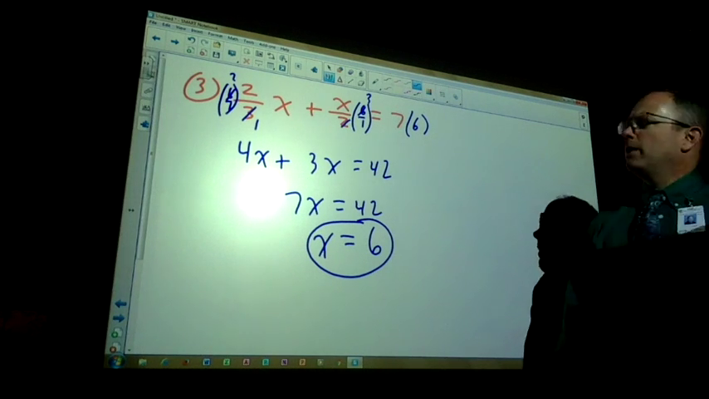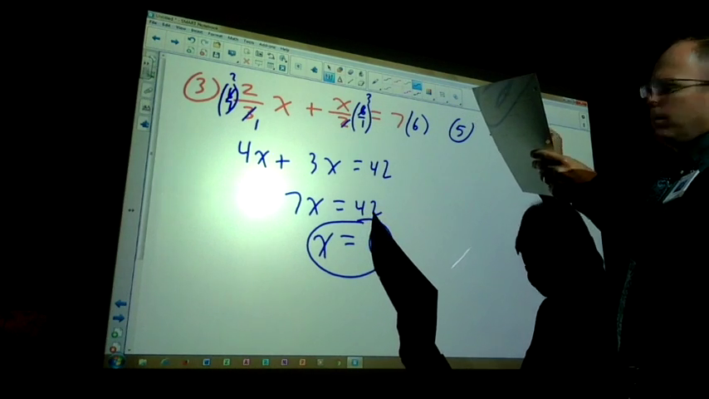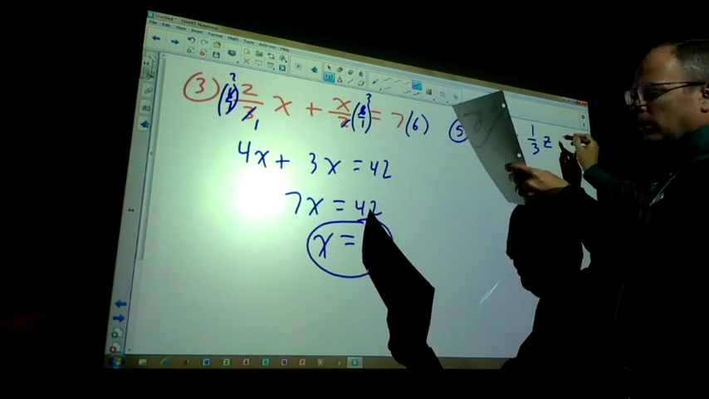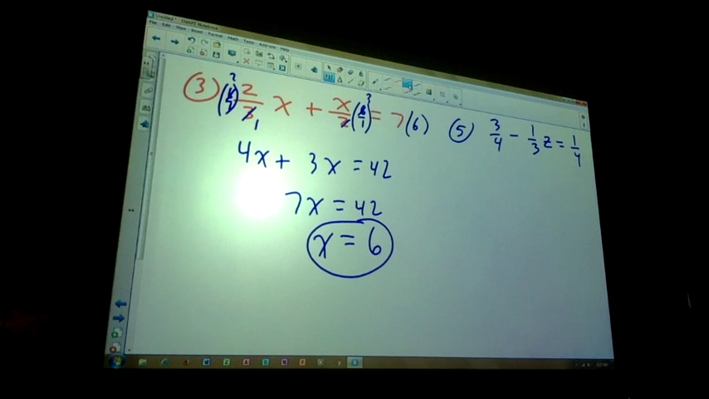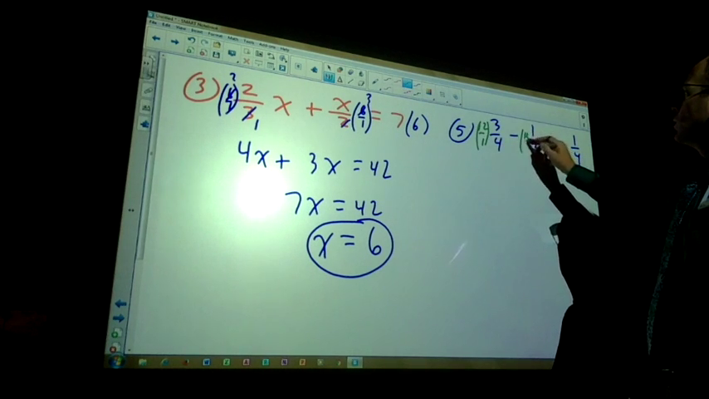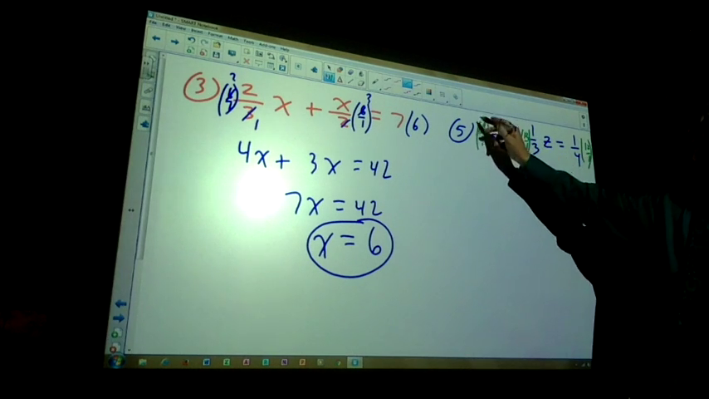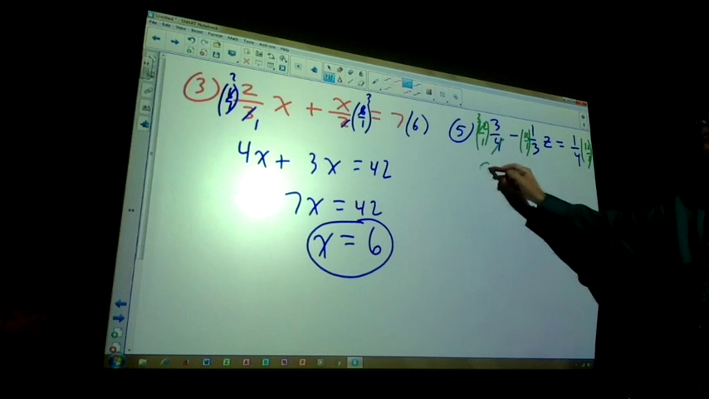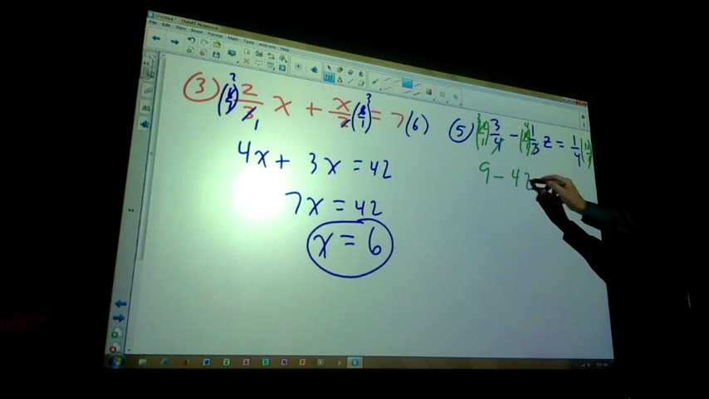Cool? Going to number 5. 3 over 4 minus 1 over 3z equals 1 over 4. What's the smallest number that 4 and 3 both go into? 12. Multiply by 12 over 1. 4 goes in there 3 times, so what do I have right here? 9. 3 goes into that, so what do I have right here? 4. And make sure you keep that minus sign. And 3. We good?